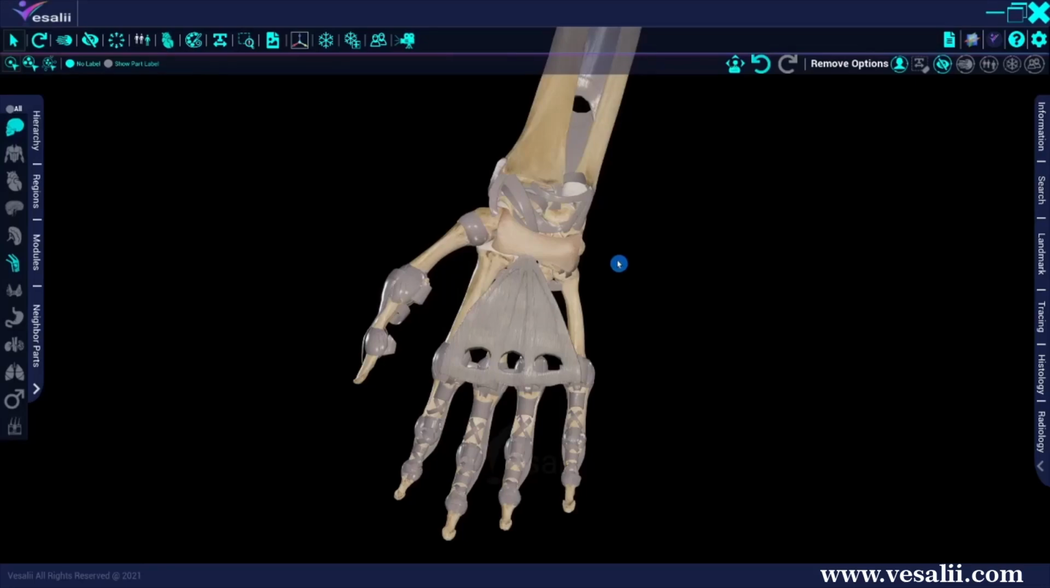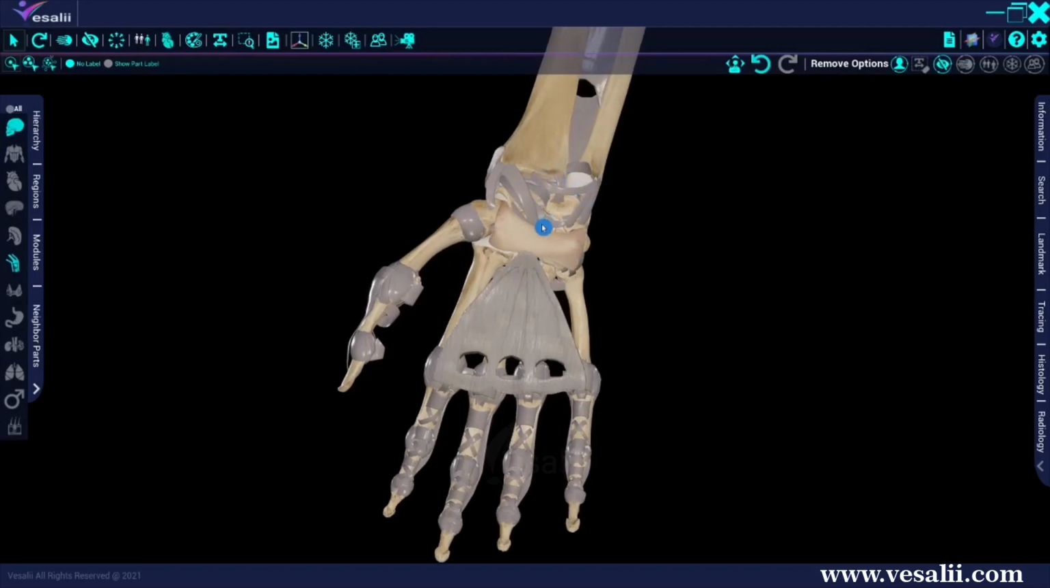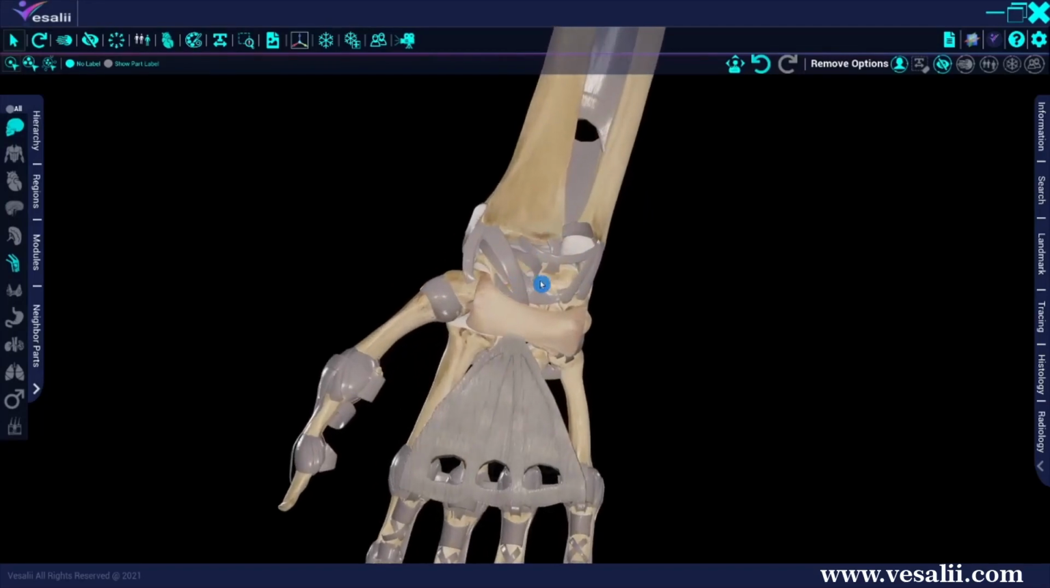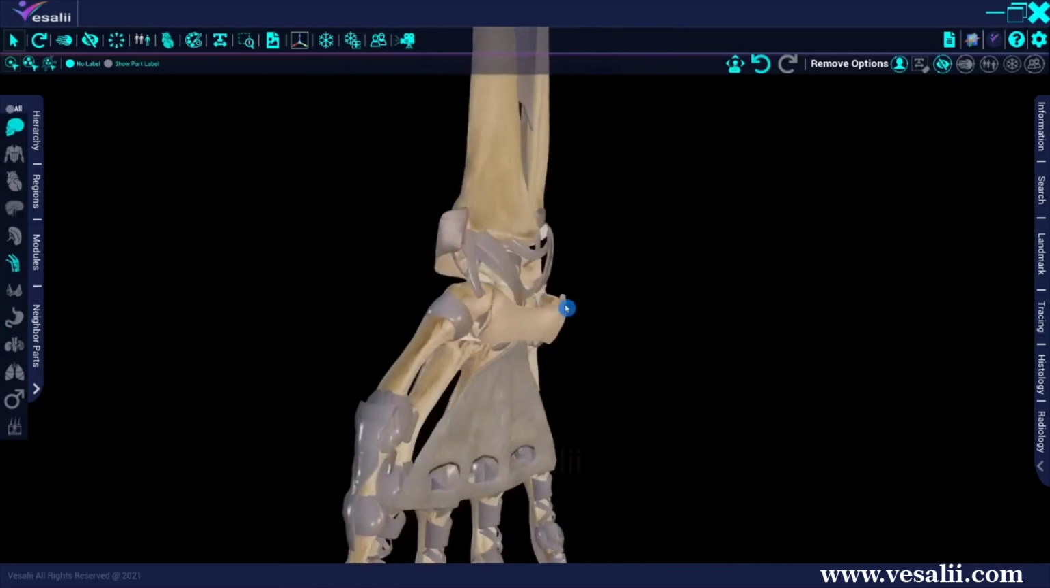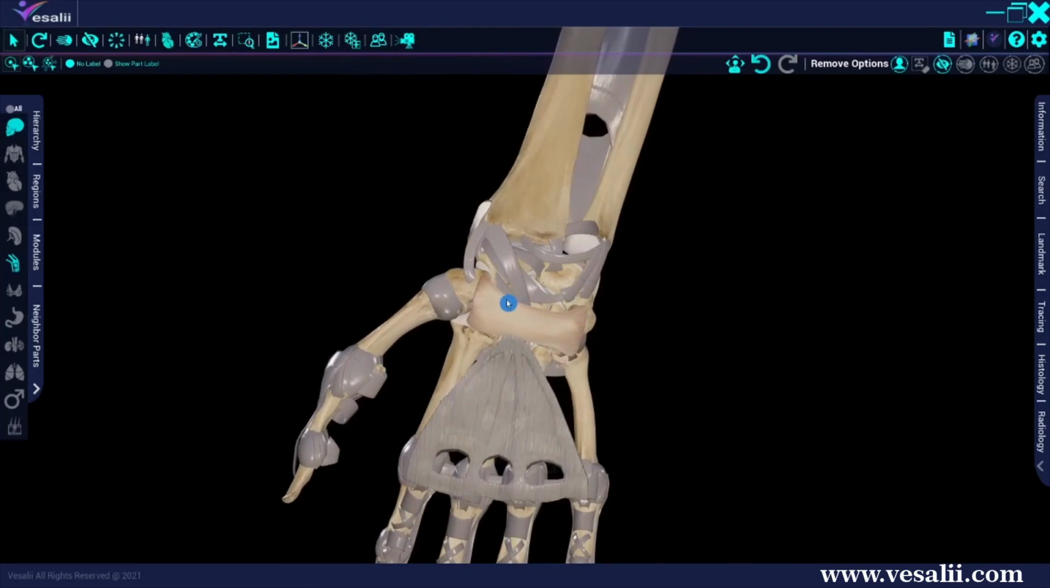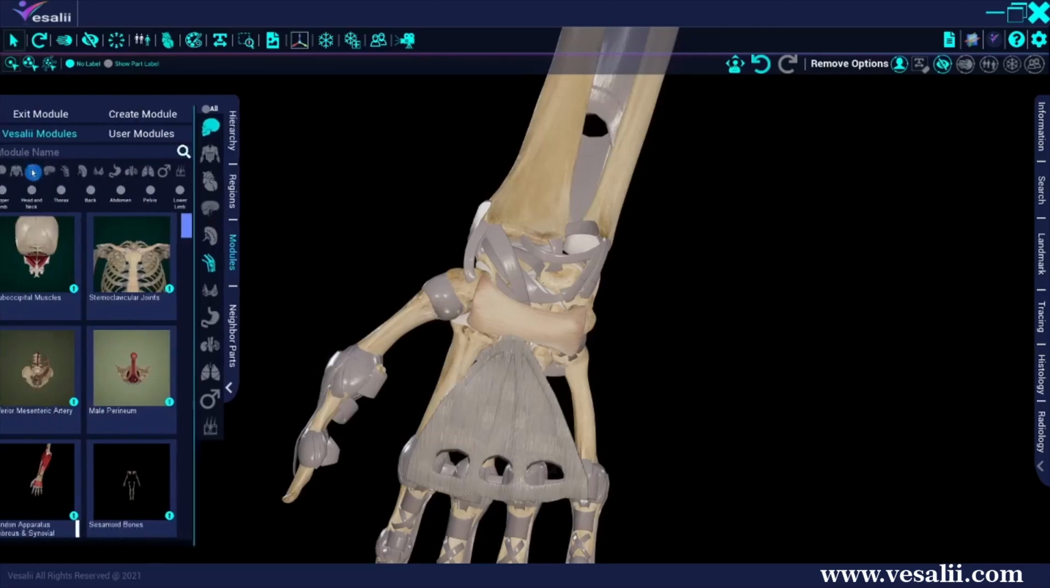This video talks about the wrist joint. We will look at the type of the joint, the articulating bones, supporting ligaments, movements, and finally its neurovasculature and anatomical relations. Let me select the module of the wrist joint to better see its structures.